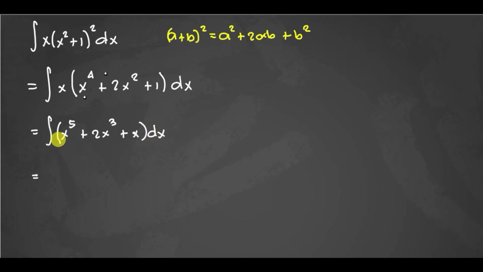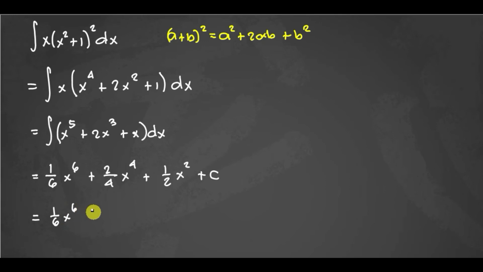Evaluating the integral of each term, we'll have the reciprocal of the power, 1 over 6 times x to the 6, plus 2 over 4 x raised to 4, plus 1 over 2 x raised to 2, plus c. Simplifying our equation, our final answer will become 1/6 x to the 6 plus 1/2 x to the 4 plus 1/2 x to the 2 plus c.